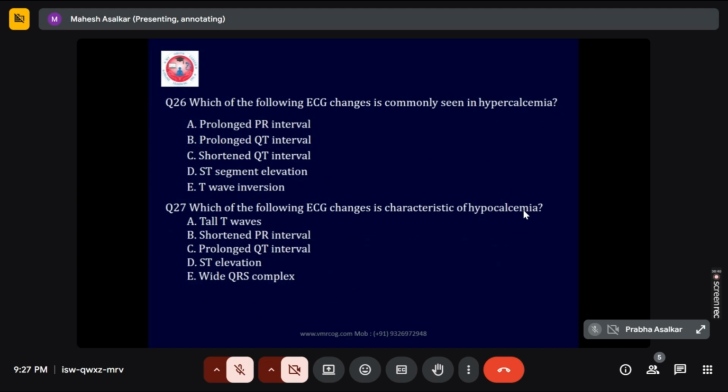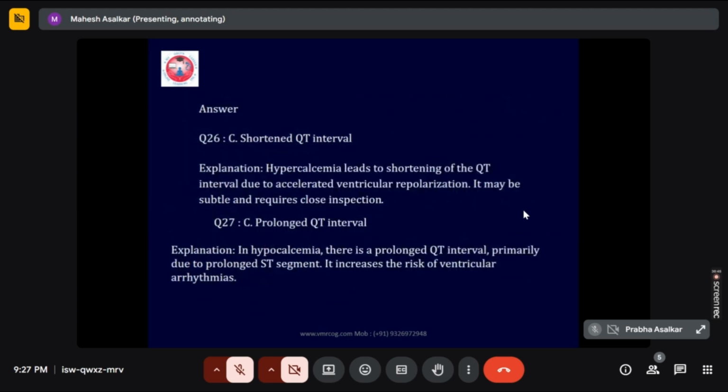Okay, prolonged, opposite. So calcium is reduced, QT will be prolonged. Okay, so question number 26, shortened QT interval.